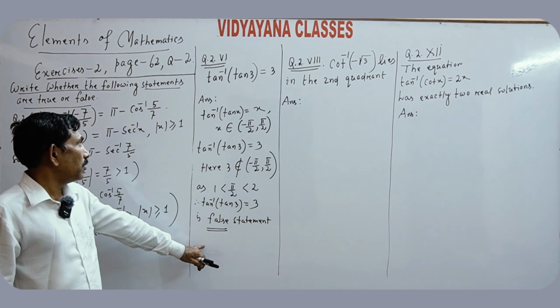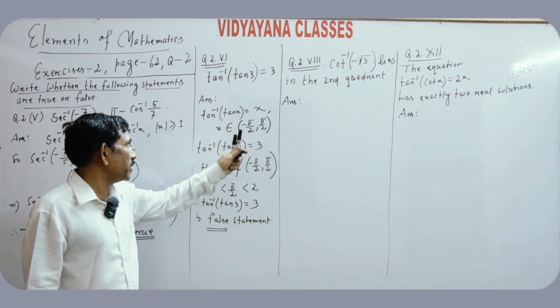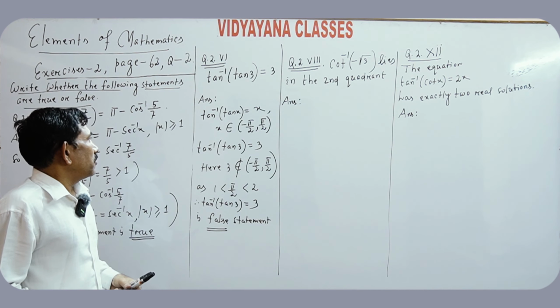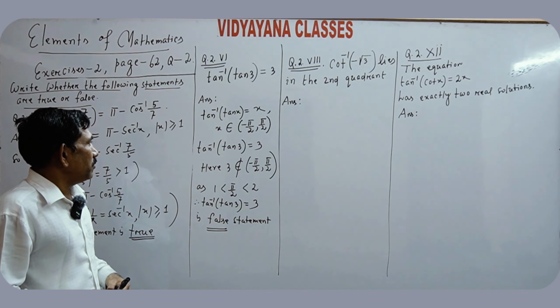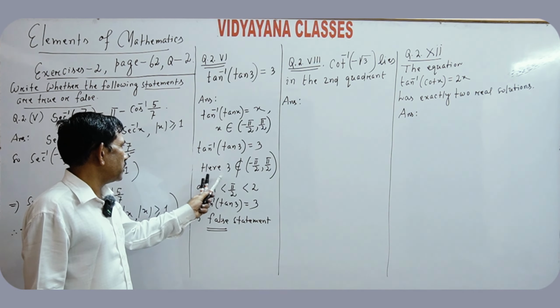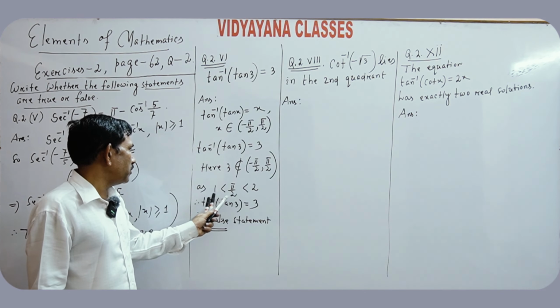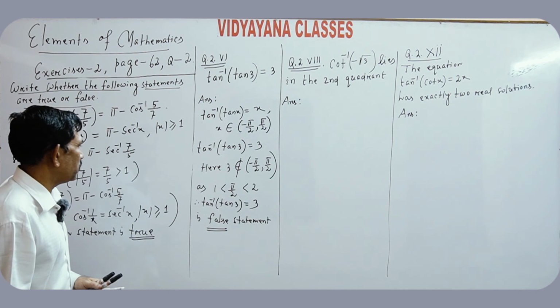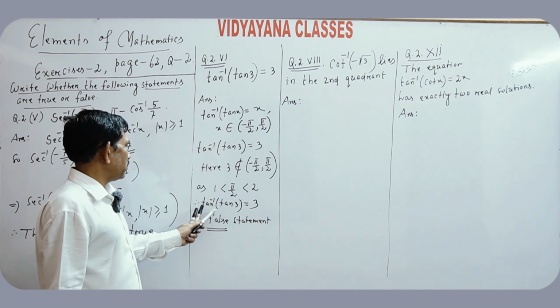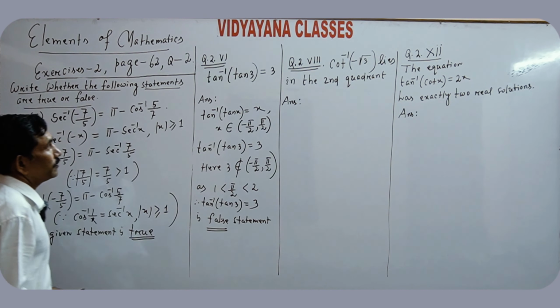It is a false statement. Tan inverse tan x equals x, where x belongs to the open interval minus pi by 2 to plus pi by 2. Tan inverse tan 3 equals 3. Here 3 does not belong to this set, as pi by 2 is greater than 1 and less than 2. Therefore, tan inverse tan 3 is equal to 3 is a false statement.